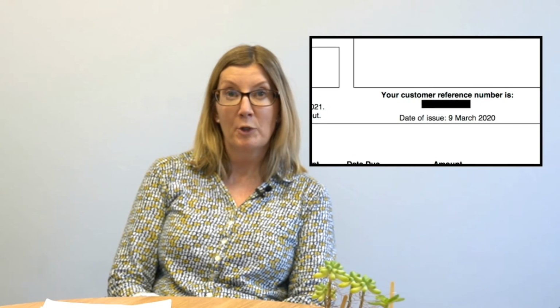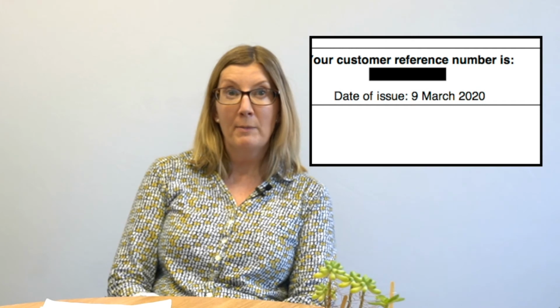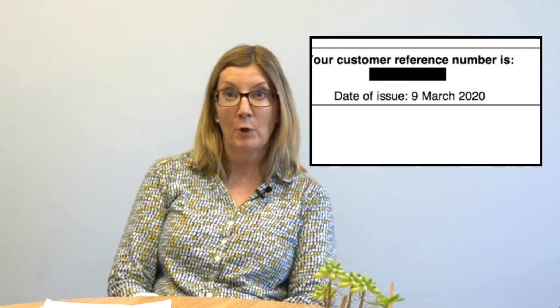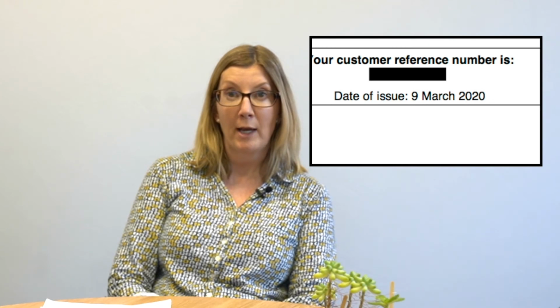Checking the date of issue may be relevant here, as this is the date which Coventry City Council printed the bill. Therefore, any payments or changes made after this date will not appear on the paper bill. However, they may still have been subtracted from your account. If you think your statement's incorrect, you can contact the council or check your online account.